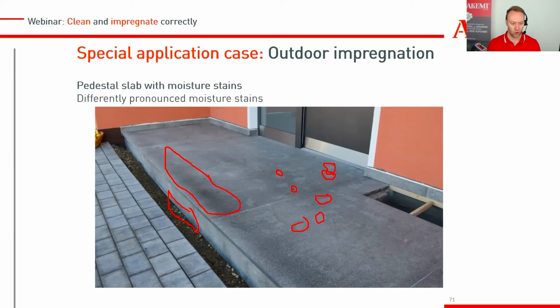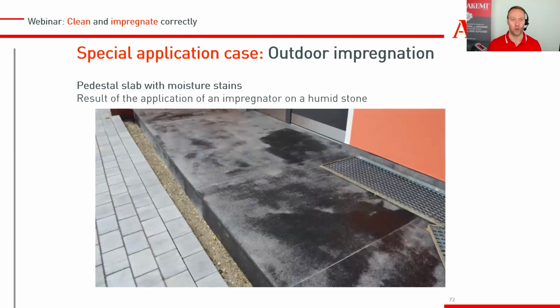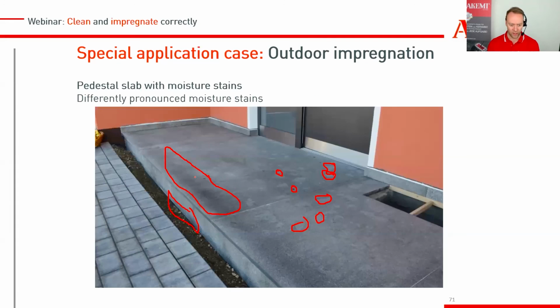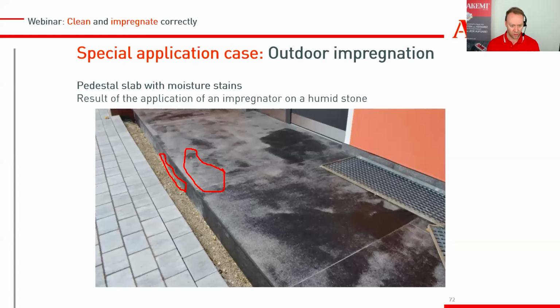Some people don't do that checklist. They start to impregnate, in this case even with a color intensifier. This is the result. Here it was a little bit dry, so the product could penetrate. Here you see the stone was wet, so the product could not penetrate. Here the stone was wet, the product could not penetrate. Not a good result. Here you have this efflorescence, salty patches.